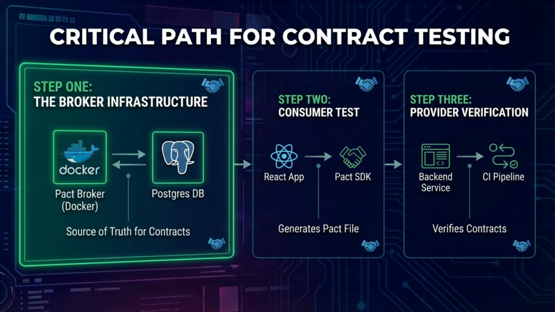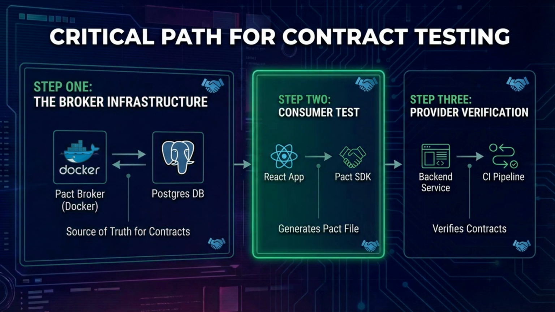For those ready to implement this today, here is your 3-step critical path. Step 1. The broker infrastructure. Do not overcomplicate this. Spin up a Pact Broker using Docker. You need a simple Docker Compose file running a Postgres database and the Pact Foundation/Pact Broker image. This broker is your source of truth. It is where your consumers publish their expectations and your providers upload their verification results.